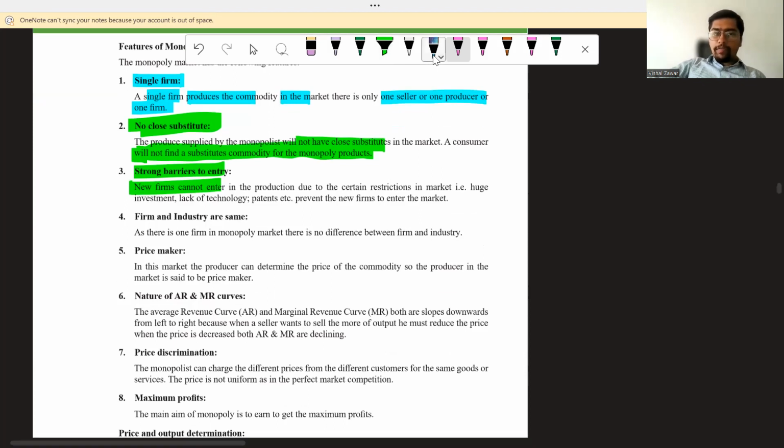Here, there is no difference in the firm and industry because the firm itself is the industry over here. He is the one who is the firm, and that firm itself is the industry because they are ruling the market completely. So, as there's only one firm, there is no difference between a firm and an industry when it comes to monopoly market.